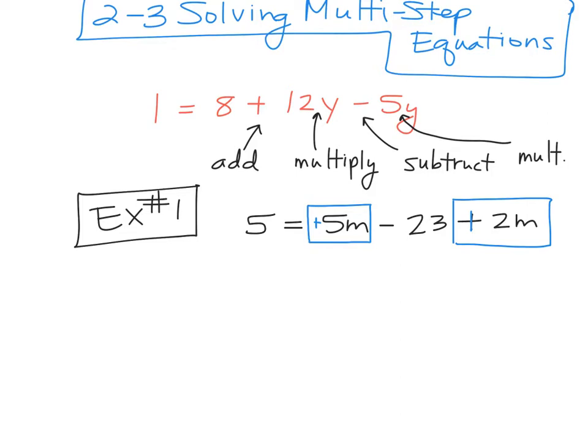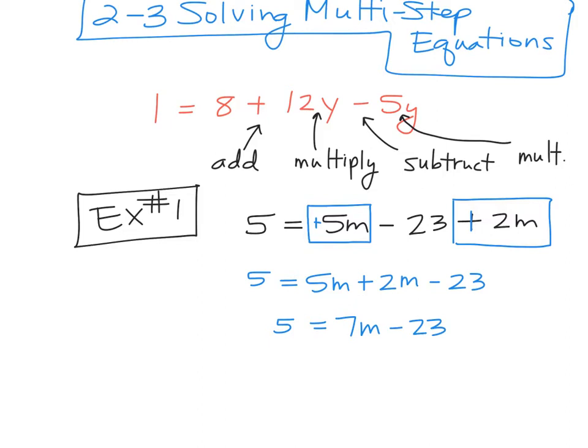And if it's helpful to you, you're welcome to rewrite the problem: 5m plus 2m minus 23 equals 5. Then you can turn that into 7m minus 23 equals 5. So there's one step of your equation. From here, this should look really familiar. Now it's a 2-step equation, right? We add and subtract first, then we multiply and divide. What do we do on this one next?